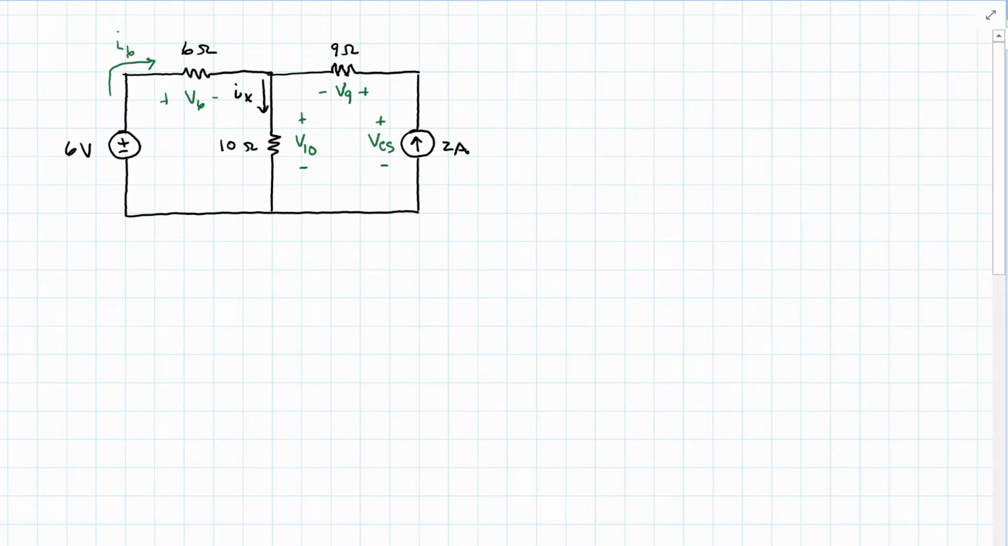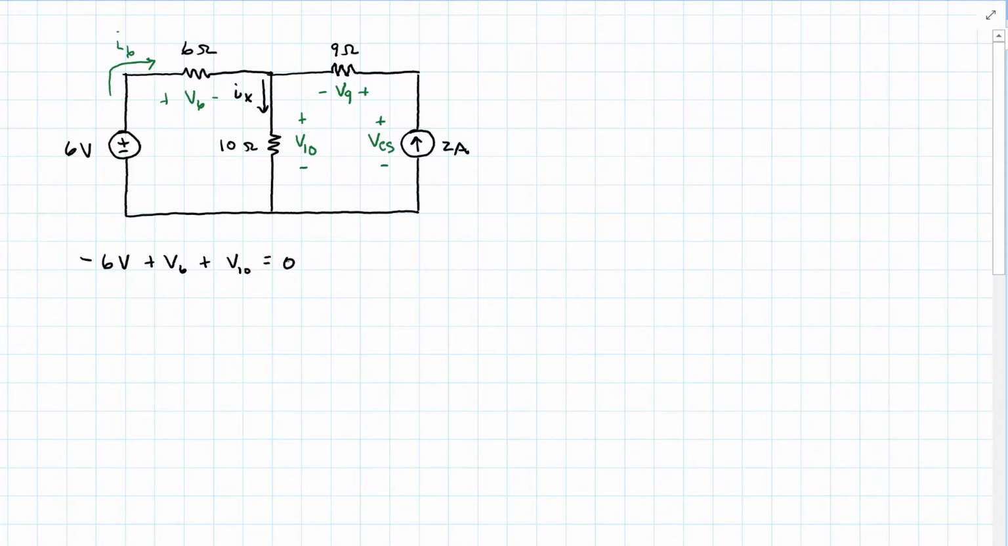I'm going to write a Kirchhoff's voltage law equation for the left-hand loop. I'm doing this because it's going to relate a lot of the variables that I have together. So I'm going to start at the bottom left-hand corner and work my way clockwise around this loop. So starting at the bottom left-hand corner, I see the negative polarity terminal of the 6-volt source. So I'm going to have negative 6 volts plus V6 plus V10 is equal to 0.